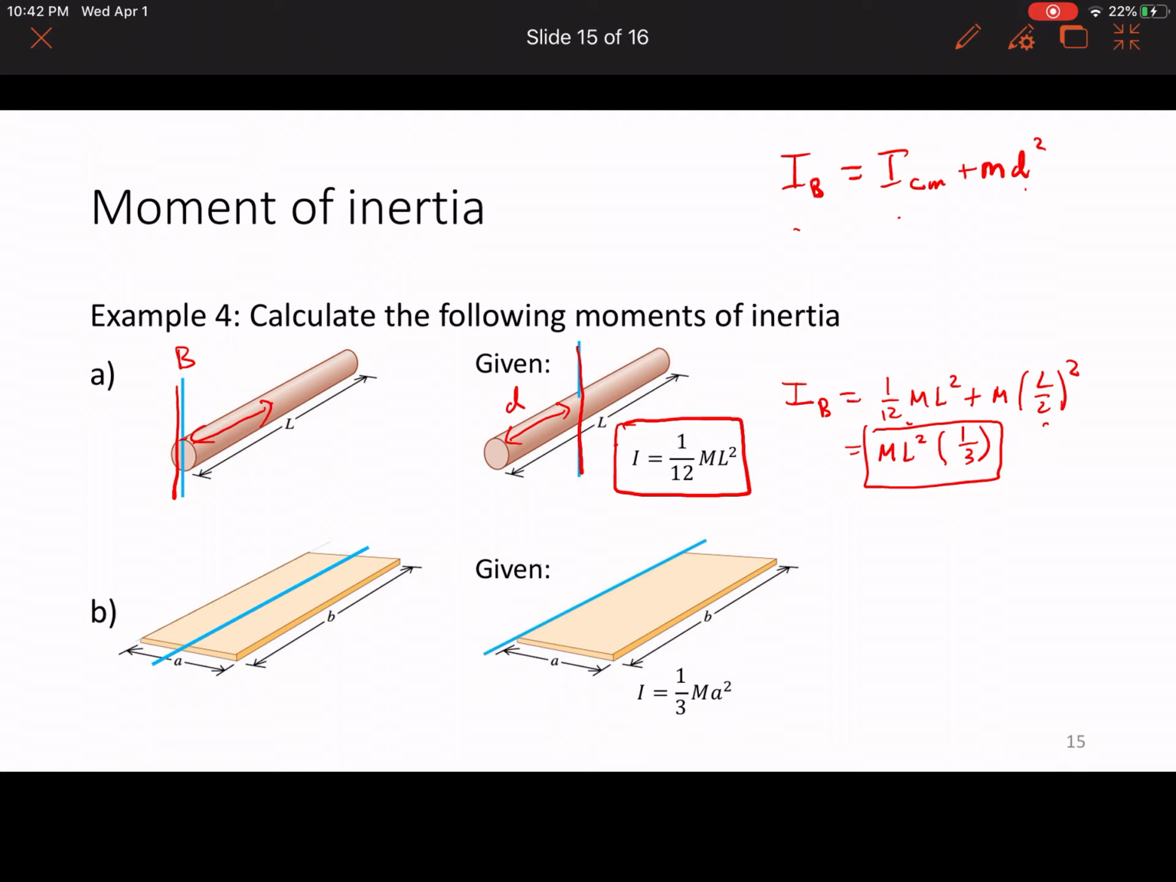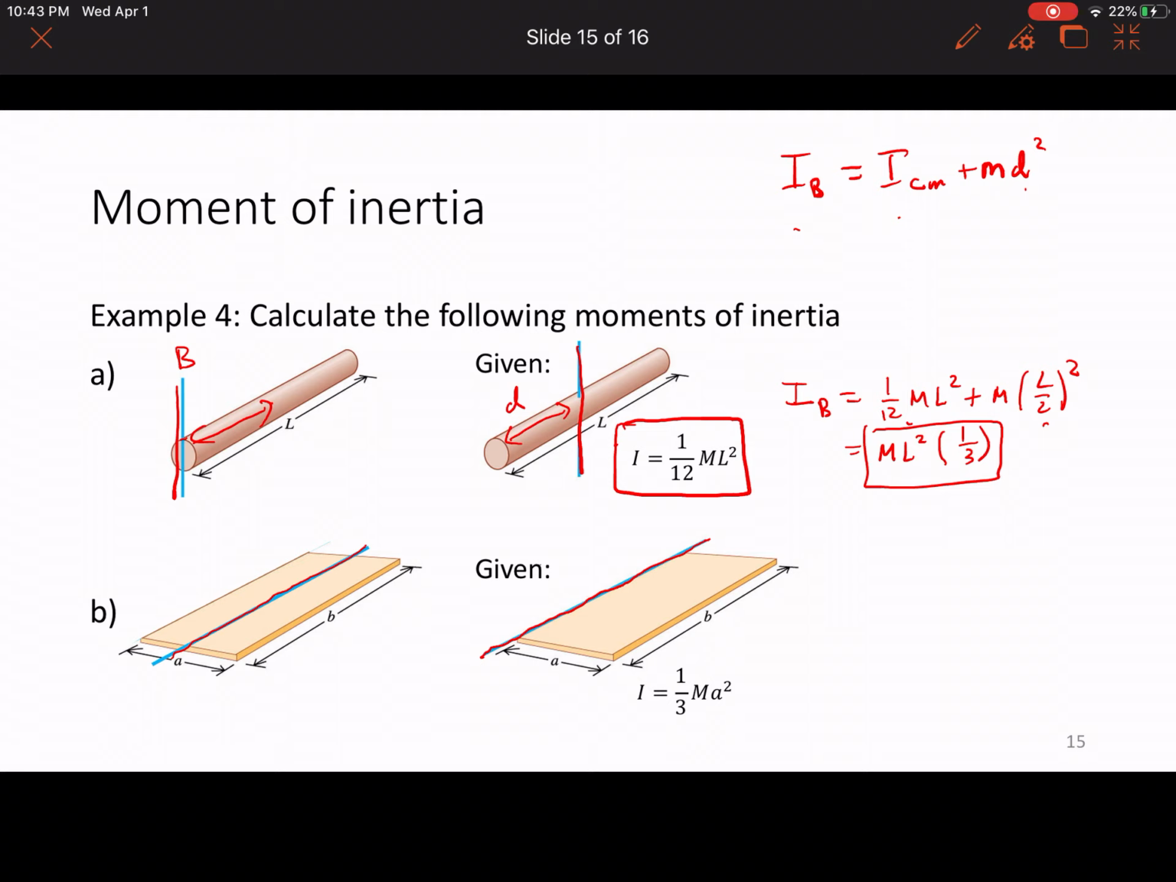We can do this the other way around as well. So consider the following situation. I have this square plate, and I tell you that its moment of inertia about this axis that passes through this edge is 1/3 ma squared. What's the moment of inertia through this axis that passes through the center? So take a quick second, see if you can figure it out.